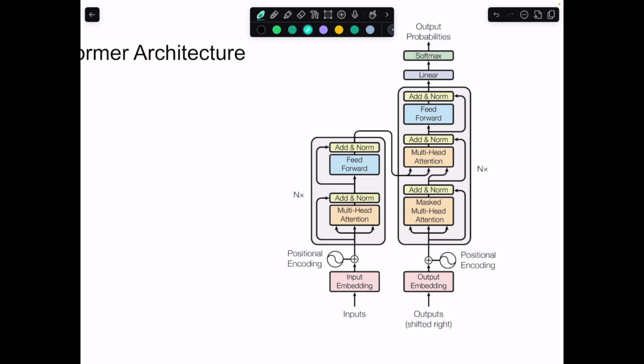The encoder has a set of identical blocks. Each block has 2 main sublayers. One is the multi-head attention, the other is a feed-forward neural network. And layer normalization and residual connections are around each sublayer.